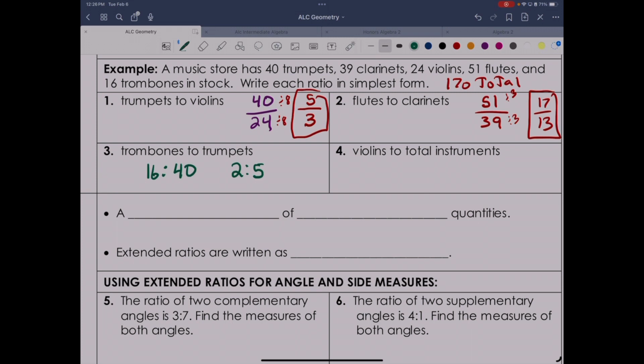And then violins to total. There are 24 violins to 170 total. Again, this can be reduced, divide by 2. It'd be 12 to 85. And though I like you to reduce it, I'm not going to get overly hung up if you don't. Okay. So that's a ratio.